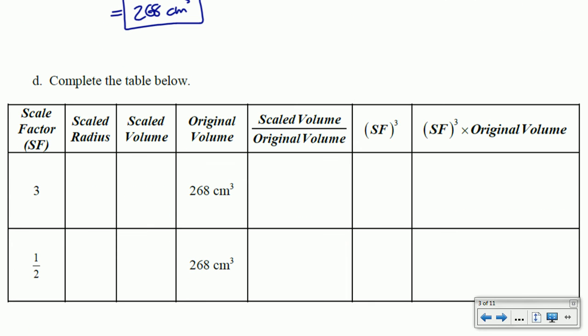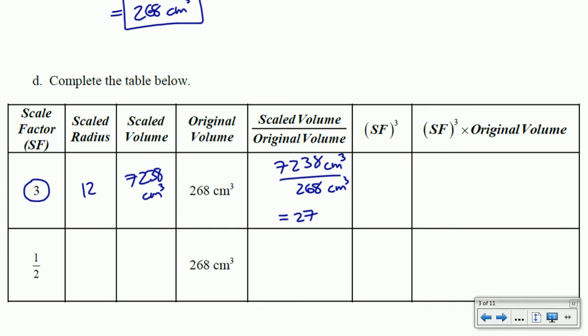And now we need to complete the table. If we multiply the radius by a scale factor of 3, the original radius of 4 times 3 gives us 12. 12 cubed times 4/3 times pi would give us 7,238 centimeters cubed. If we divide that result by the original volume of 268, we get an answer of 27. Remember, we need to have the units of the scaled volume and the original volume to be the same. The scale factor cubed, 3 times 3 times 3, is 27, and 27 multiplied by 268 gives us 7,238 centimeters cubed.